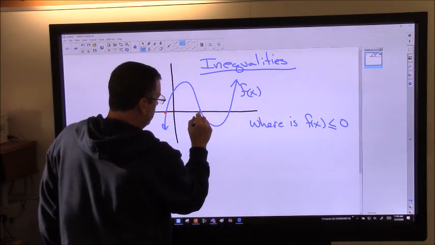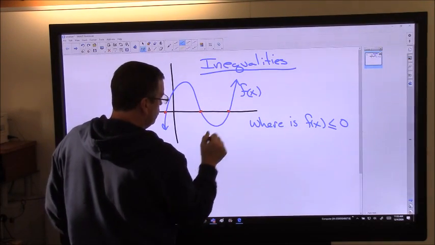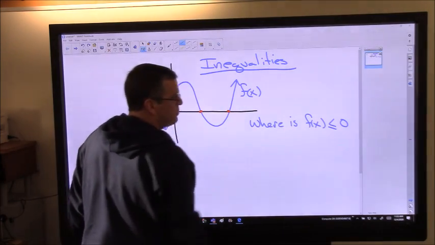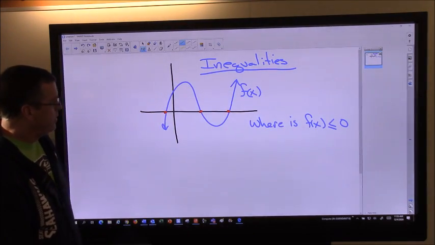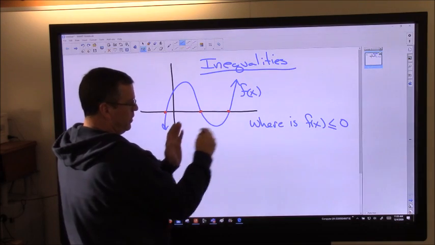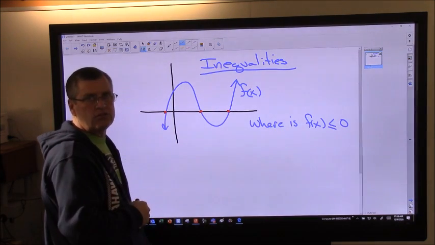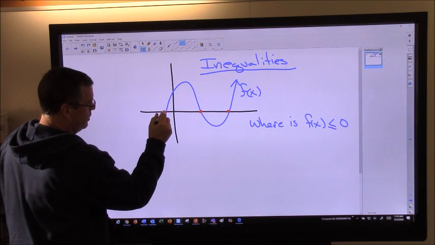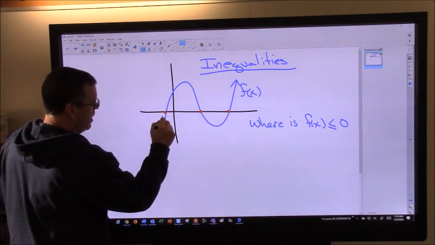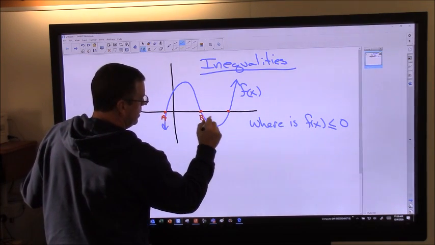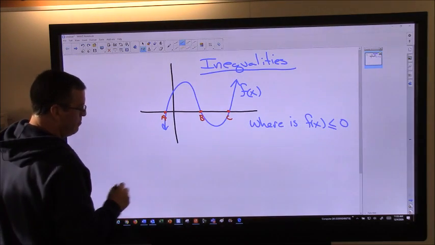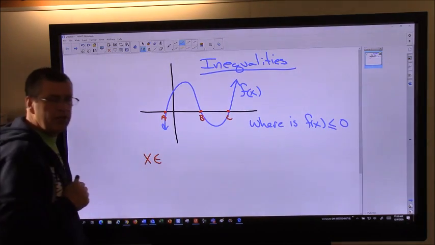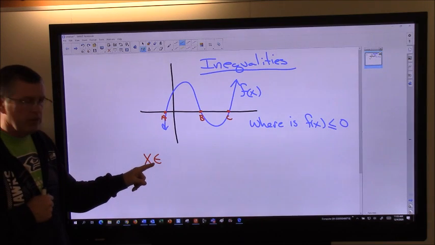Also right here, I cross the x-axis in these two places, and for this part of the graph, my y values are less than or equal to 0. So what I'm going to have is an interval here of x values. All right? So let's just say that this x value was a, and this one was b, and this one was c. My answer would be x is an element of, that's what that symbol means.